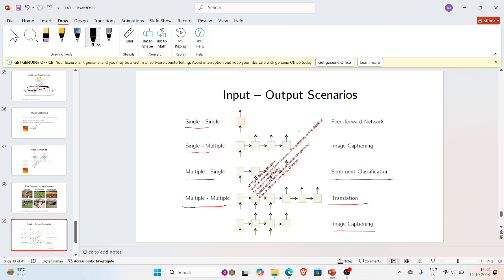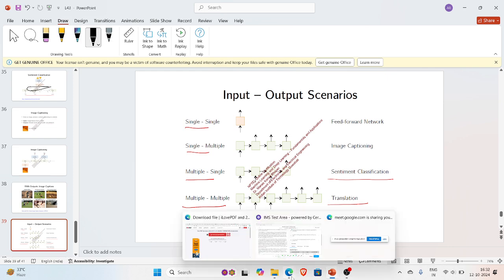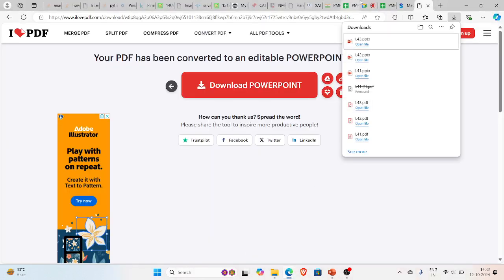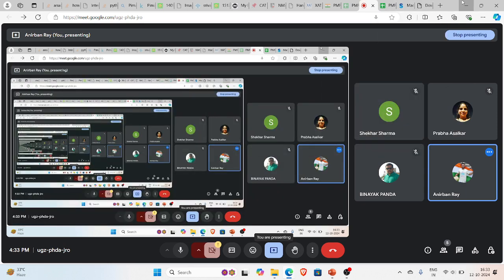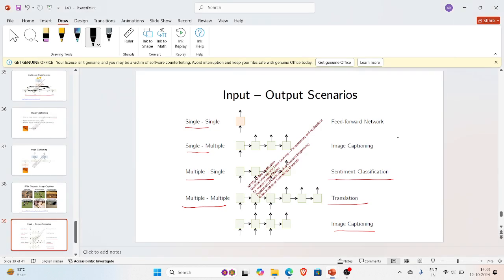Several other applications are also there. Single input and multiple output is image captioning. Single input and single output is like a feed forward network. Multiple inputs, single output is sentiment classification. Several words are there, but whether it's good or bad, it is one sentiment.